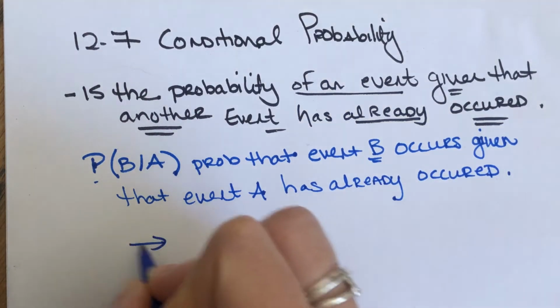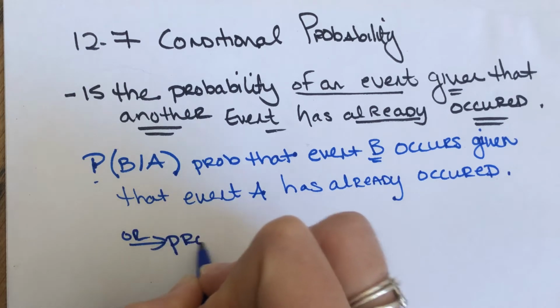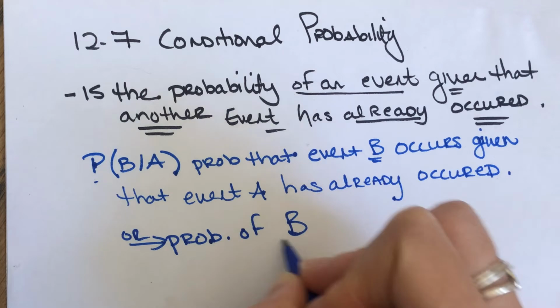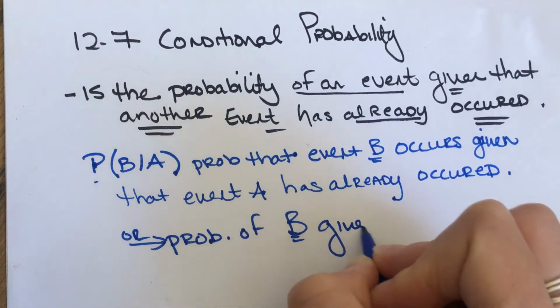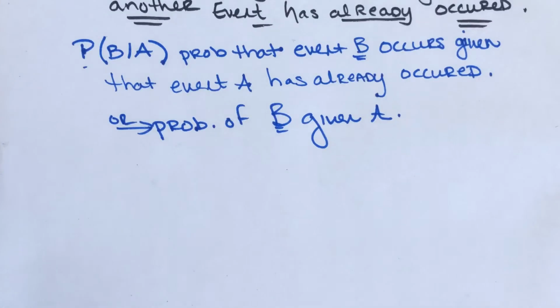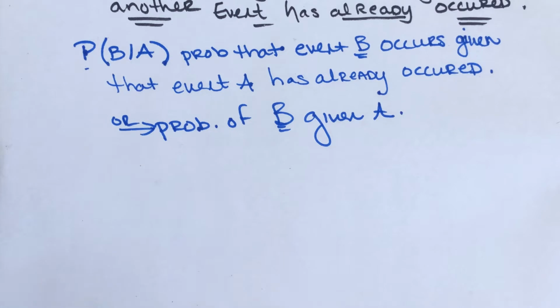Or in other words, they write the probability of B, right? We want B given A. So it's after A that has occurred. So for example, again, I'm just grabbing these problems from the textbook.